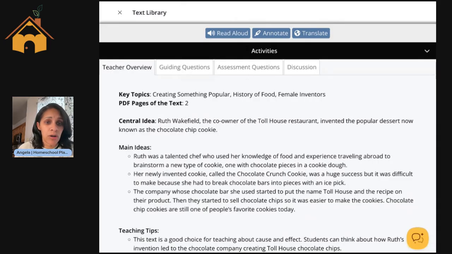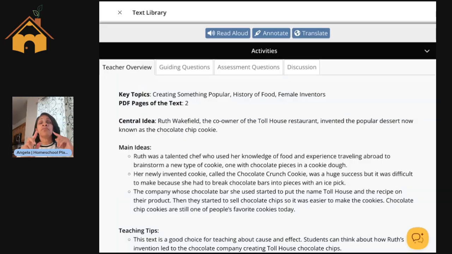This lesson on CommonLit is on the same standard that we are focusing on. It's just using a different topic. So this will show me that she's able to do it on her own. She'll have questions she's going to respond to, and discussion questions she's going to have to respond to. And then I can go in later and grade those.